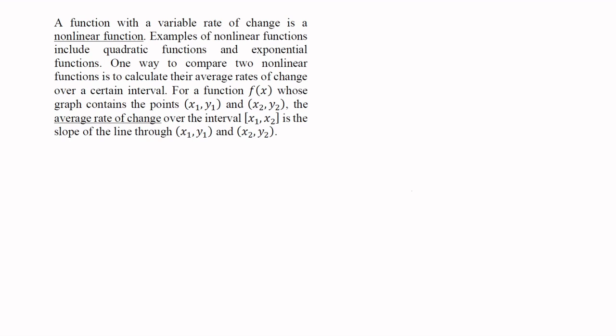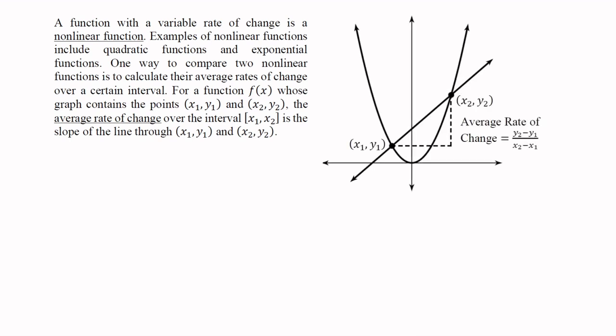For a function f of x whose graph contains points (x1, y1) and (x2, y2), the average rate of change over the interval x1 to x2 is the slope of the line through (x1, y1) and (x2, y2). So, in other words, if you pick 2 points along, say, a parabola, and you find the rate of change, it's the same as the slope of the line that goes through those 2 points.